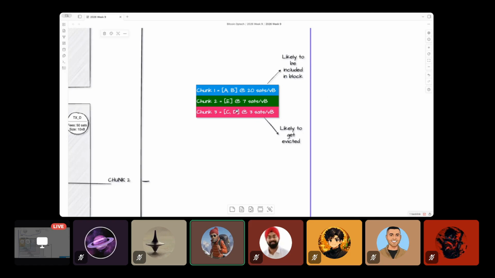And also they get pushed out because they are paying a very low fee rate. And also there is no overlap here because A is only in chunk 1, A is not in chunk 3 or in chunk 2. So the calculation is clean. You can very confidently estimate what the fee rate will be that the whole block is going to give you when you keep including these chunks.